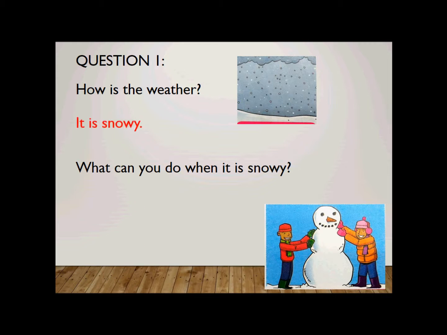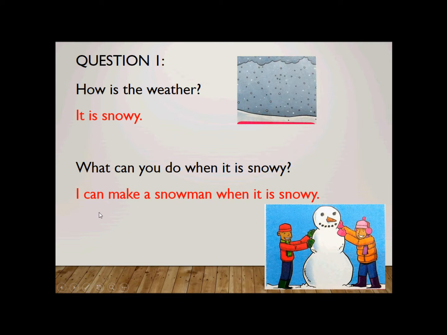The answer is, it is snowy. Capitalized I and a period at the end of a sentence. This one, what can you do when it is snowy? So here is a picture telling you what you can do when it is snowy. Remember to press stop and then check your answers with the answers in the video. Well, the answer is, I can make a snowman when it is snowy.